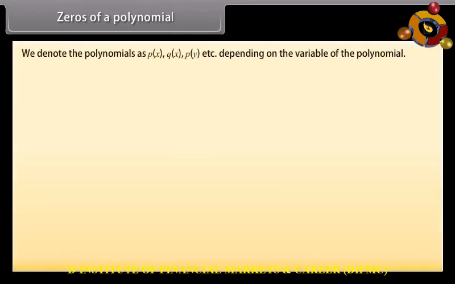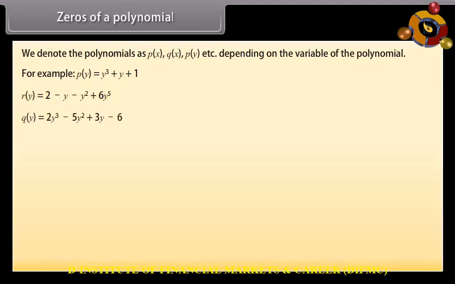Zeros of polynomial. We denote the polynomials as p(x), q(x), p(y), etc., depending on the variable of the polynomial. For example, p(y) is equal to y cubed plus y plus 1. r(y) is equal to (2 minus y squared plus 6y) raised to the power 5. Look at this polynomial now.